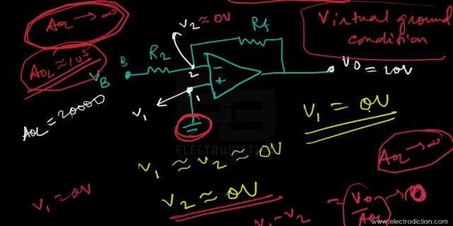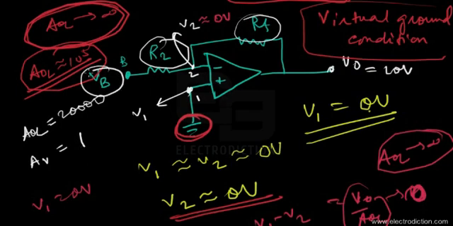Okay, so there you go. So in that case, for the overall circuit, let's say the gain of the overall circuit is represented by AV, and let's say we adjust the values of these resistances in a way that the overall gain of the circuit becomes equal to 1. So if the overall gain of the circuit is equal to 1, then we would have this input voltage, that is VB, equal to 10 volts.